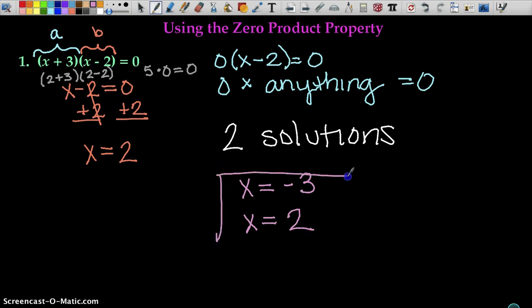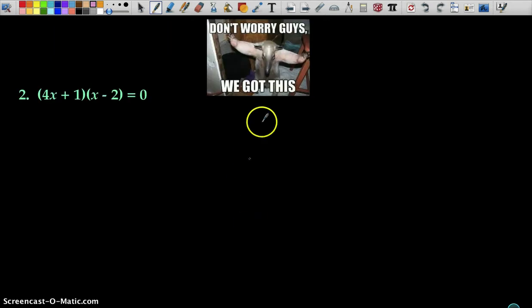Plugging these in one at a time, so not putting in negative 3 for one x and 2 for the other one, but putting in negative 3 all at once and then putting in 2 all at once, will result in 0 as your answer. Okay, so don't worry guys, we got this. Alright, so remember each set: binomial 1 is A, binomial 2 is B.